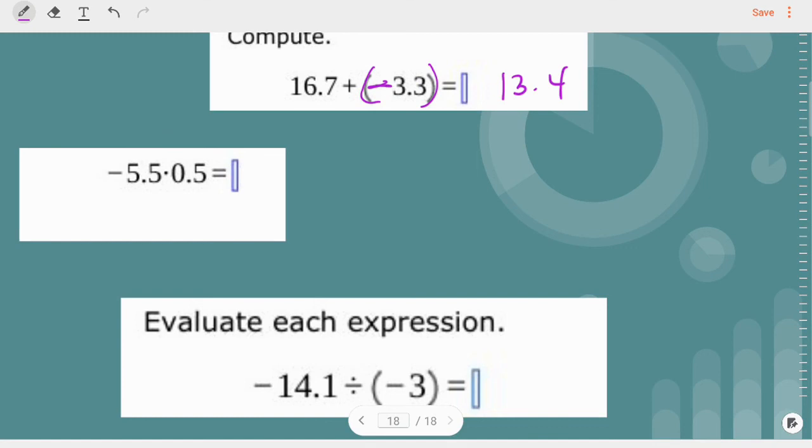And I'm done. If you'd like to try the rest of these problems, go ahead on that calculator. I'll write the answers. Take a second and pause the video. Remember, the dot means to multiply. My final answer is negative 2.75. And on my final question, my answer is 4.7. All right, that's the end of the video.